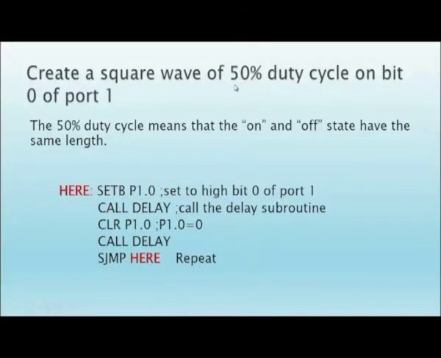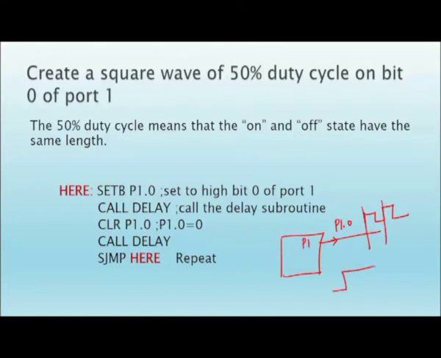Now, another example we will discuss. I am asking you to generate a square wave of 50% duty cycle on bit 0 of port 1. So, what does it represent? I have the port 1, and in port 1 the signal is P1.0. In this line I want to generate the square wave, which has 50-50, meaning equal on and off.